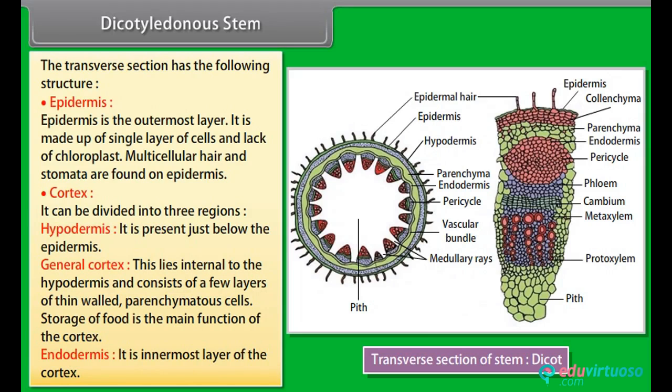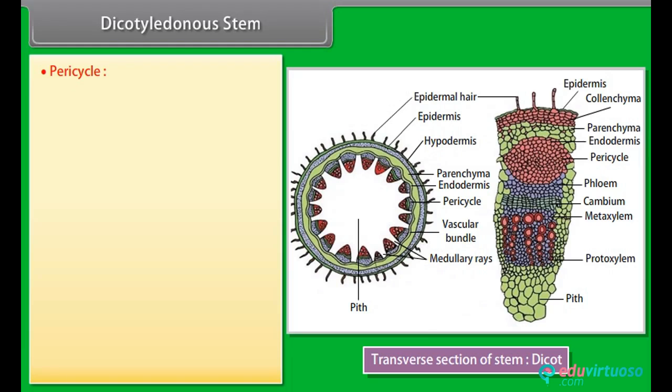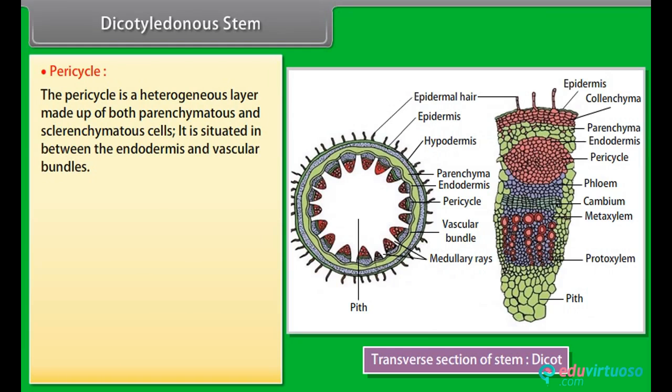Endodermis. It is the innermost layer of the cortex. Pericycle. The pericycle is a heterogeneous layer made up of both parenchymatous and sclerenchymatous cells. It is situated in between the endodermis and vascular bundles.